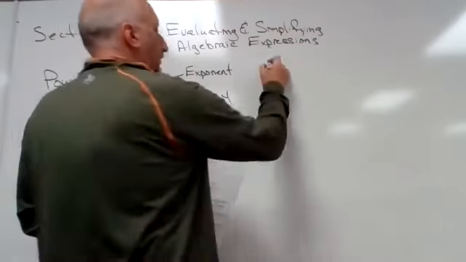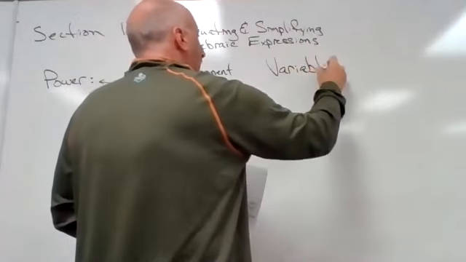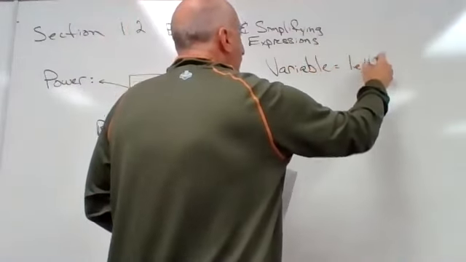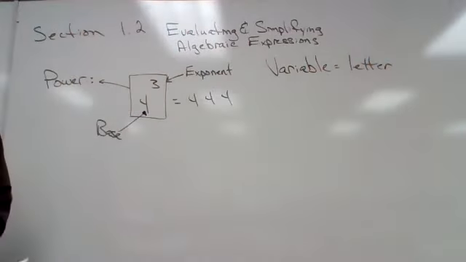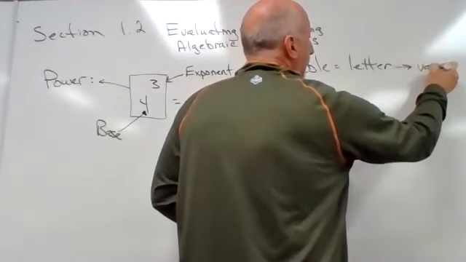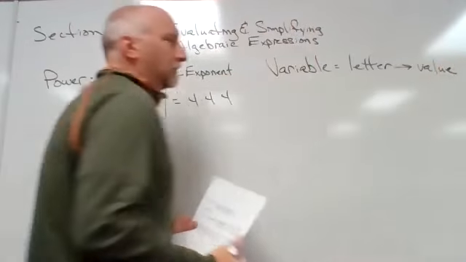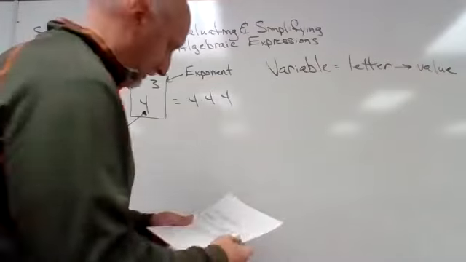What is a variable? You should know what a variable is. A variable is basically a letter. It's a variable, a letter, X, Y, P, S, whatever. It's a letter that represents another value. Okay, it represents some value. Again, if you want a formal definition, go look in your textbook and copy that down.